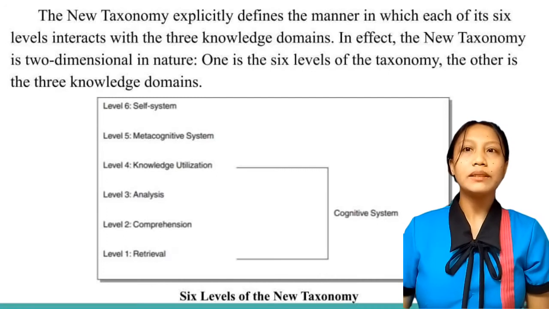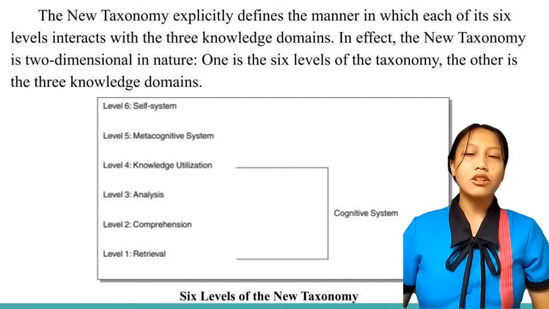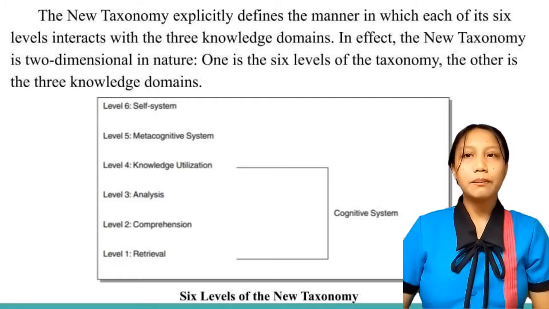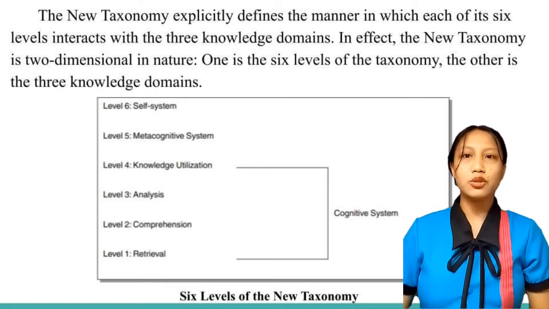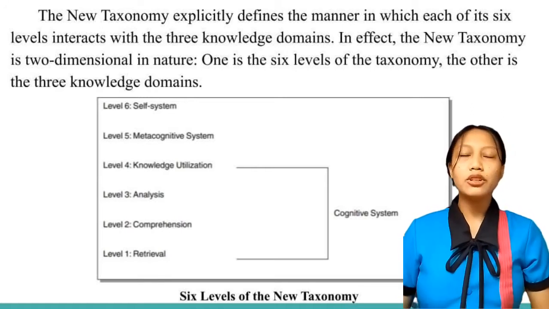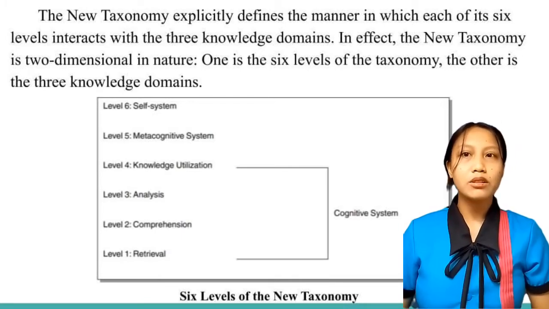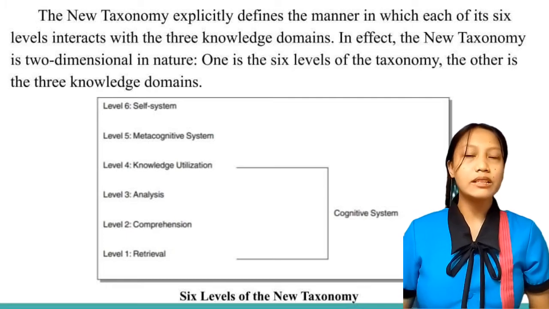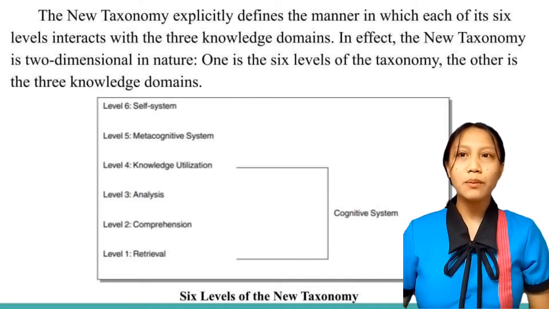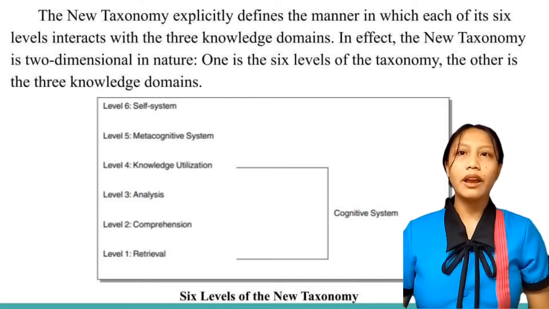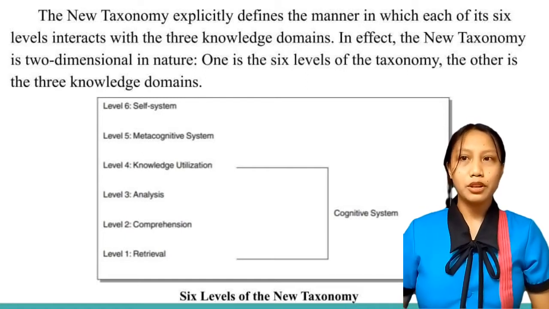Before we continue, let me unlock first the meaning of new taxonomy. The new taxonomy explicitly defines the manner in which each of its six levels interacts with three knowledge domains. In effect, the new taxonomy is two-dimensional in nature. One is the six levels of the new taxonomy, and the other is the three knowledge domains. In Kendall's and Marzano's new taxonomy, the three domains are information, mental procedures, and psychomotor procedures.